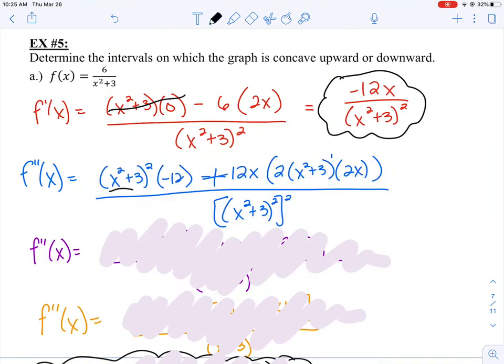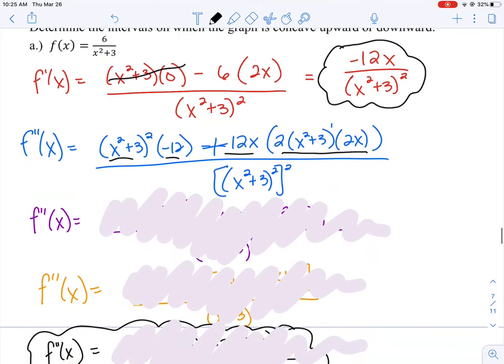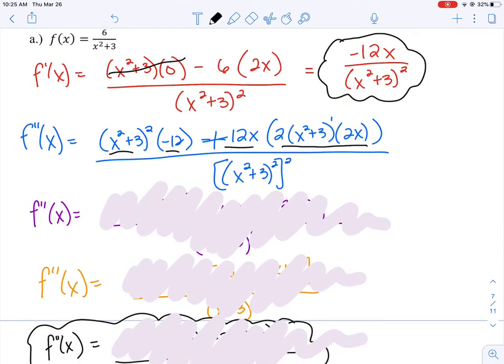Okay, I did the bottom times the derivative of the top, minus the top times the derivative of the bottom, and that's a chain rule. Bringing your 2 forward, keeping your inside the same, and then don't forget to multiply by the derivative of your inside, over the bottom squared. Okay, so that's where I got the blue stuff from.